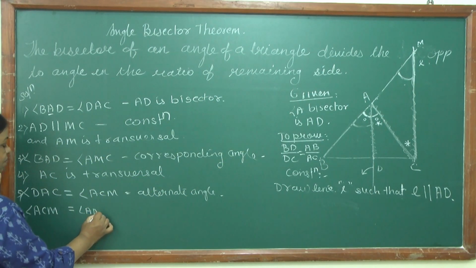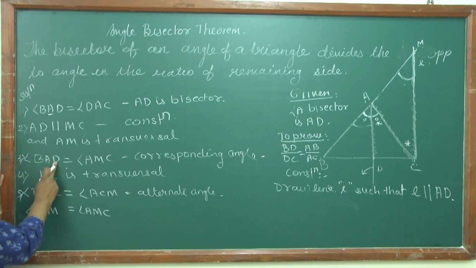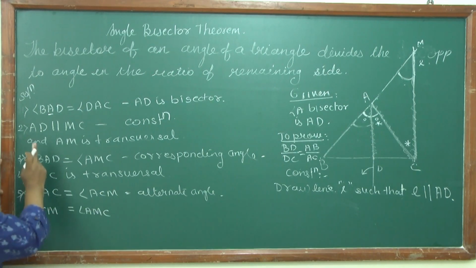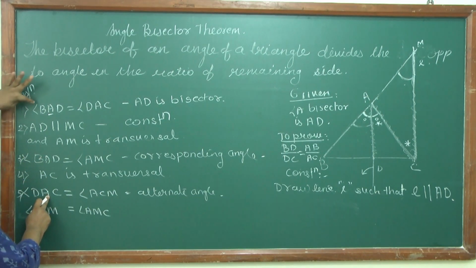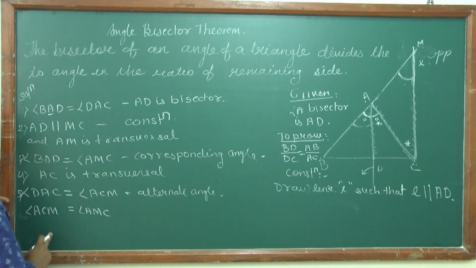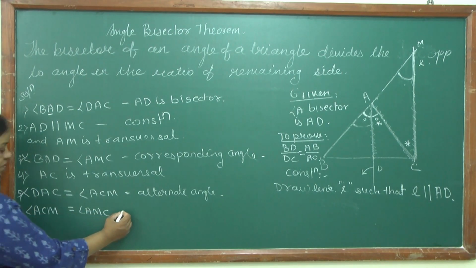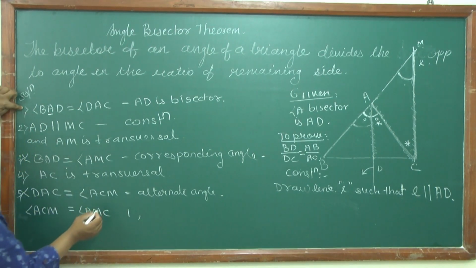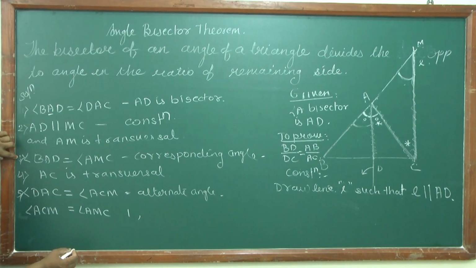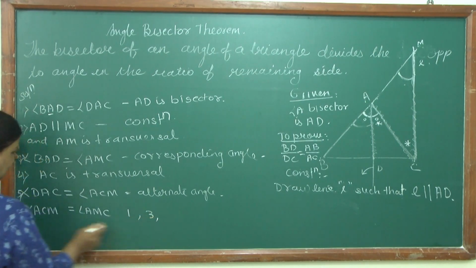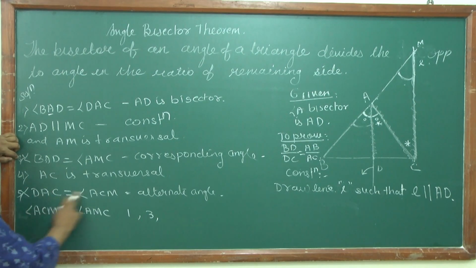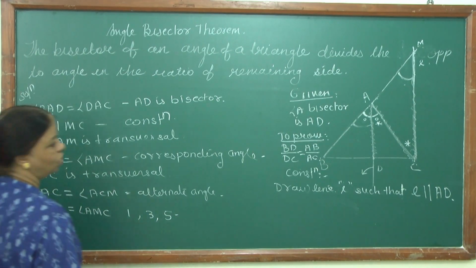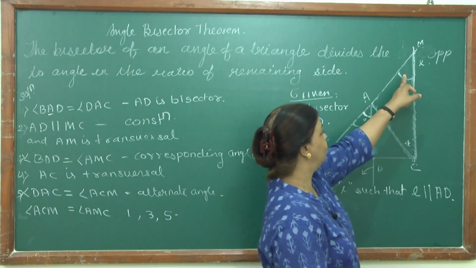Angle AMC. See, BAD is equal to AMC, DAC is equal to ACM and BAD is equal to DAC. Already we have proved here. That is first statement, third statement and fifth statement. So ACM is equal to AMC by first statement, then third statement and by fifth statement. So we got this angle equal to this angle.